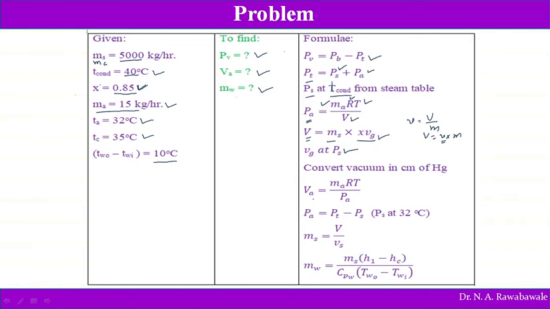Then the volume of air can be obtained, Va is equal to MA RT divided by PA. The mass flow rate of air is known, R and T are known, and the partial pressure of air is obtained here, from which we can find out Va. So PA, the partial pressure of air, is equal to PT minus PS. PA can be obtained by this equation.